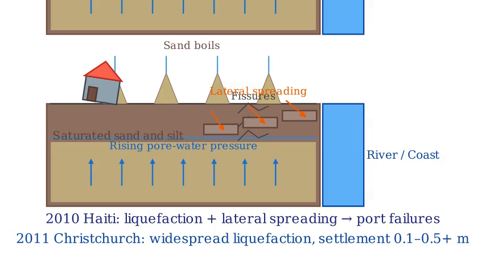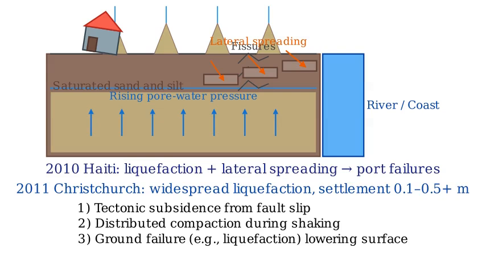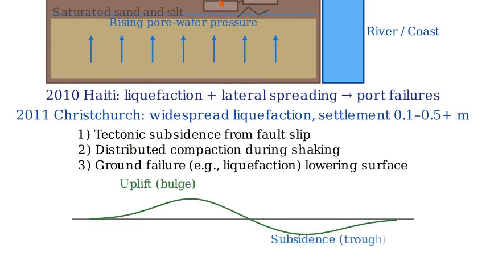Subsidence can come from different mechanisms. 1. Tectonic subsidence from fault slip. 2. Distributed compaction of soft soils during shaking. 3. Ground failure, such as liquefaction that rearranges material. At regional scale, slip at depth can create a bulge and a trough, gently warping the land surface.